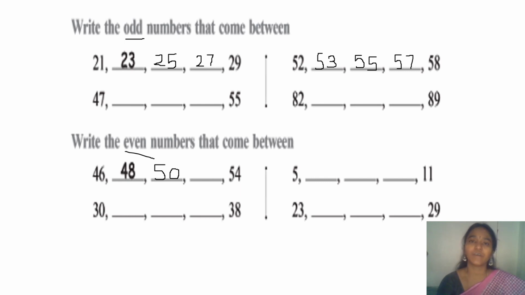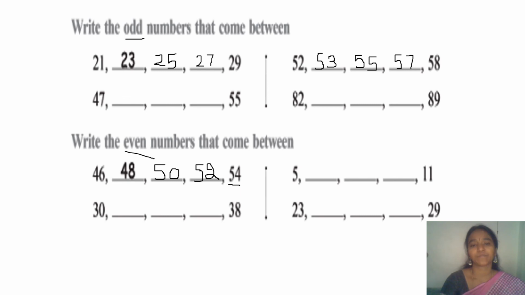After 50, 51 will come, right? 51 is again an odd number. After 51, 52, which is an even number. After 52, 53, it is an odd number, so leave it. After 53, 54. Here 54 is written. So we are doing the problem correct. Okay. Next, you have to write the even numbers that come between 30 and 38. This is for your homework.